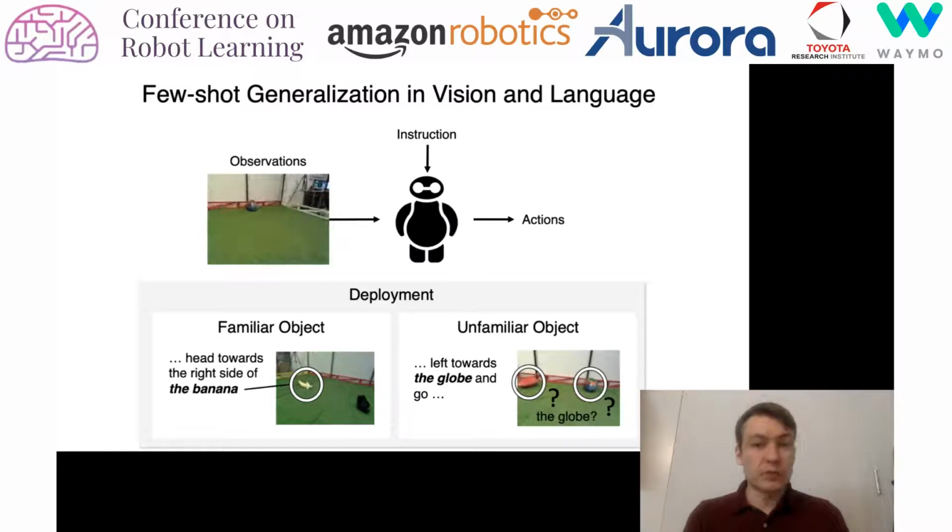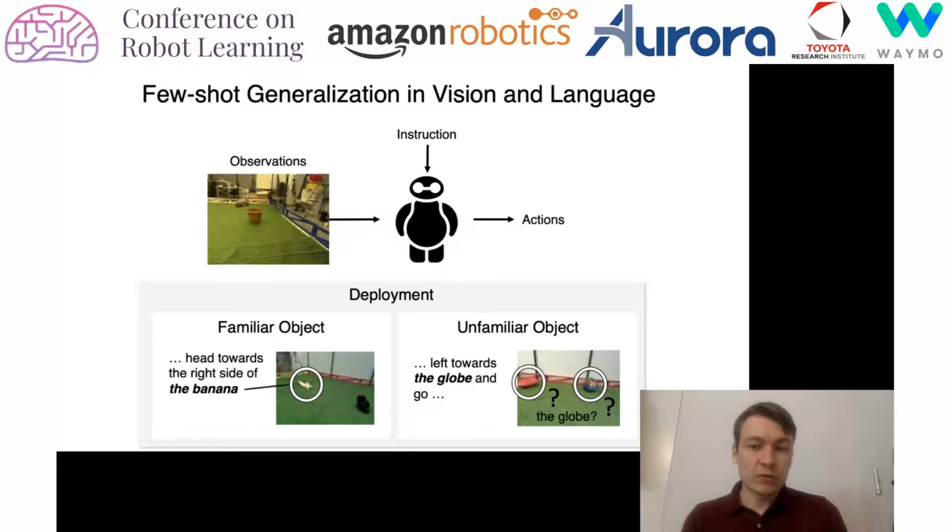If you give it an instruction that refers to an object that the agent has seen in the training data, then the agent can figure out which object in the image is being referred to and complete the task. However, if an unfamiliar object is mentioned, then the agent would neither know what the word itself means, nor be familiar with the object's appearance.